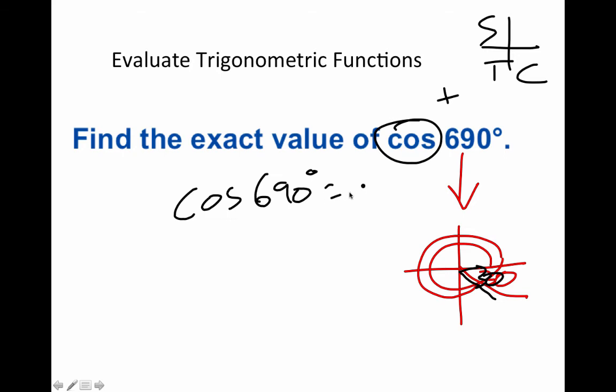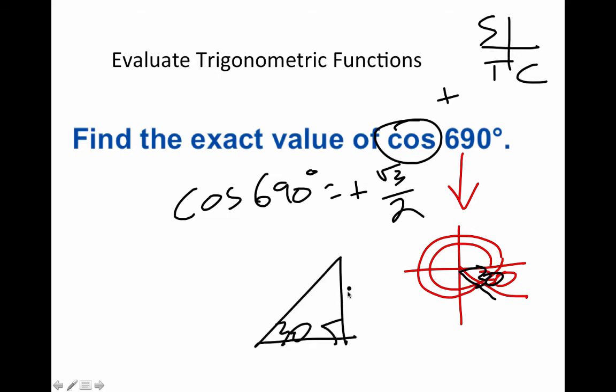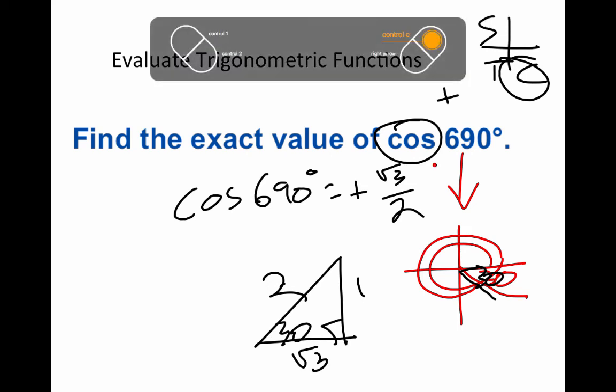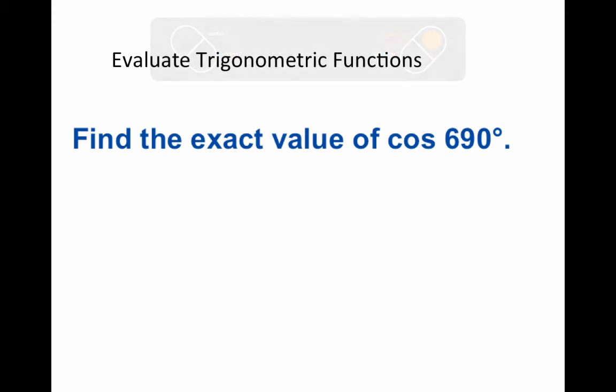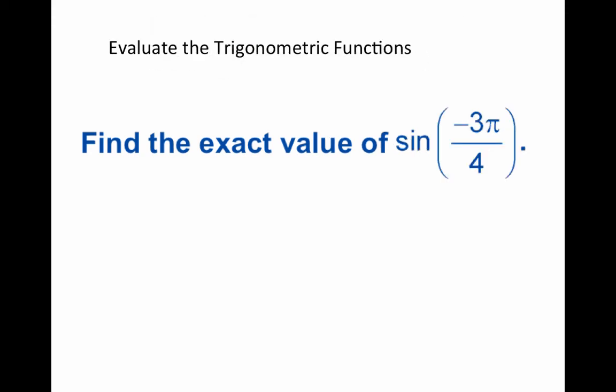I should know that the cosine of a 30-degree angle is going to be positive. You don't have to write the plus. I'm just doing it to show you where it came from. Cosine of 30 will be square root 3 over 2, and that comes straight off of 1, 2, square root 3. There's my cosine, square root 3 over 2, and I know it's positive because it's quadrant 4. So you can use the STC and the reference triangles to do all of these exact values. Very similar to what we've done in the past.